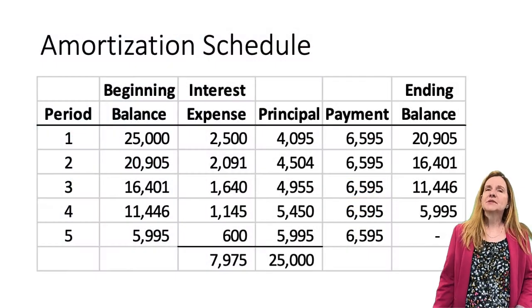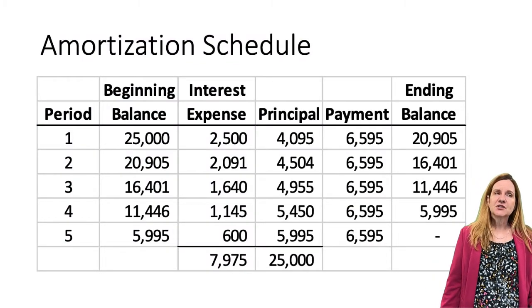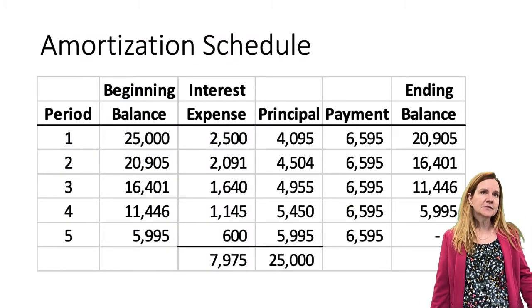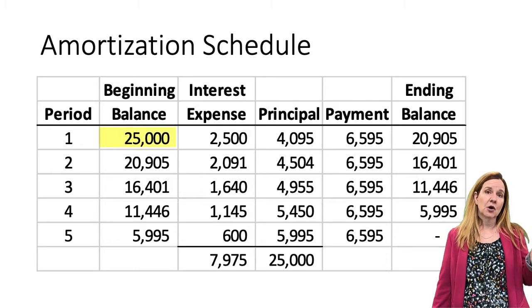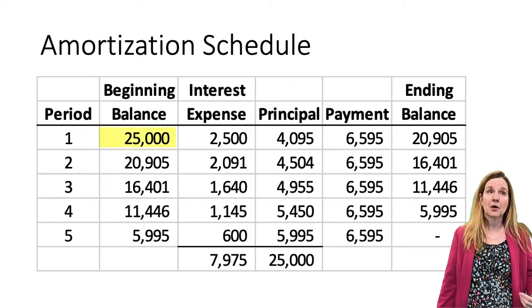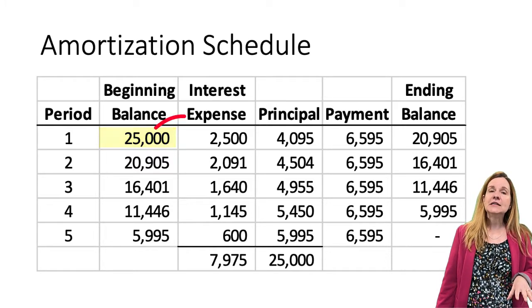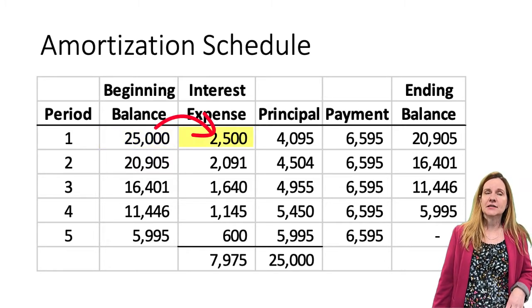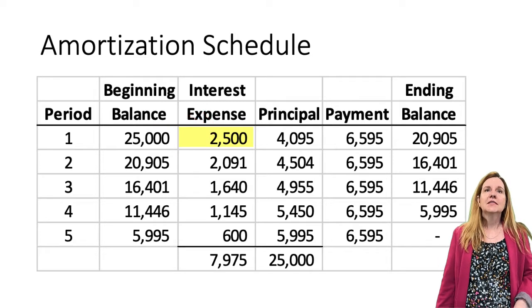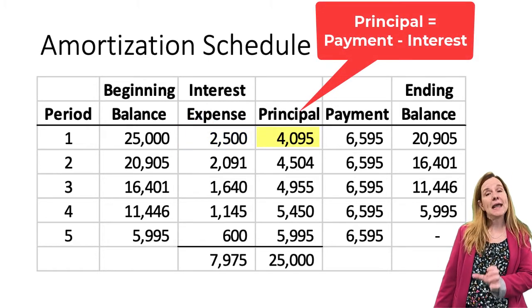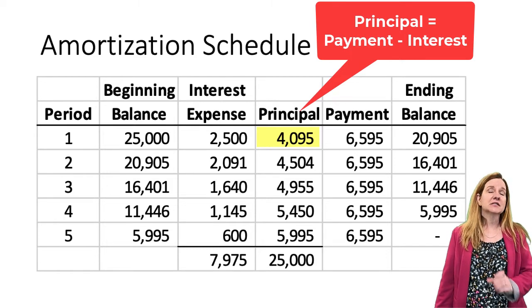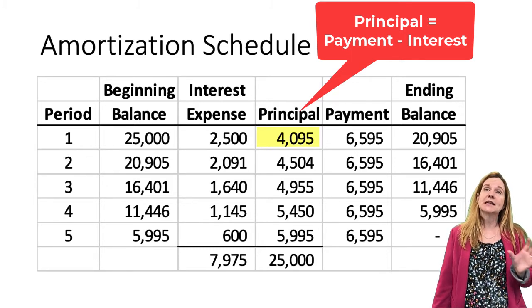We prepare an amortization schedule. An amortization schedule will have all the periods covered by the loan. We start off with the beginning balance of the loan, which is how much we got when we borrowed the money. In order to figure out the interest, we multiply that by the interest rate on our loan. And then to figure out the principal, we subtract the interest from the loan payment that we're going to be making, because the payment includes both the interest and the principal.